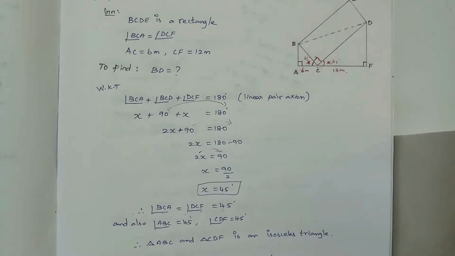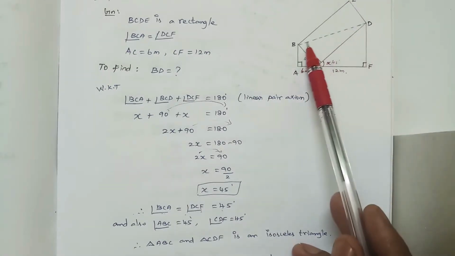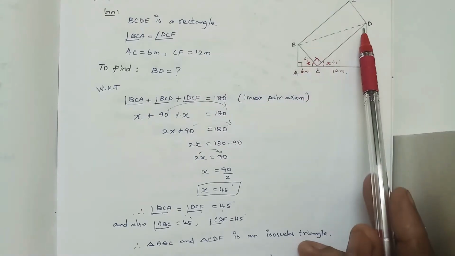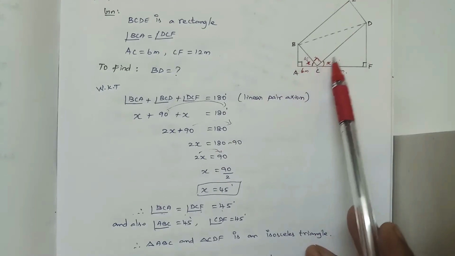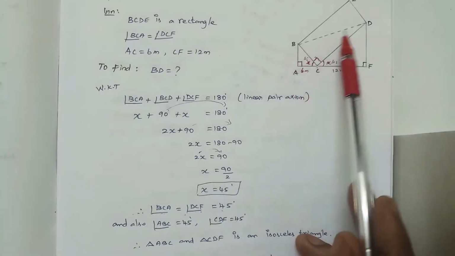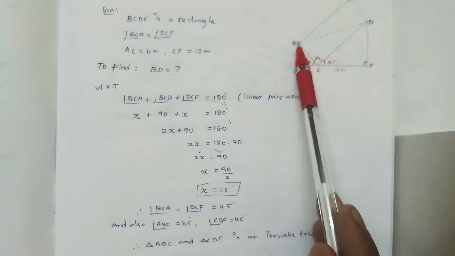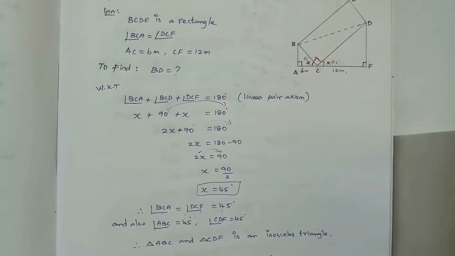Actually, why we are finding these angles is that we need the length of BD. That is the only thing we want to find. How are we going to find it? Very simple. BCD is a triangle. BCDE is a rectangle, and when I draw the diagonal, we get a triangle. BCD is a right angle triangle. If we want to find one side of a right angle triangle, only one method is possible.